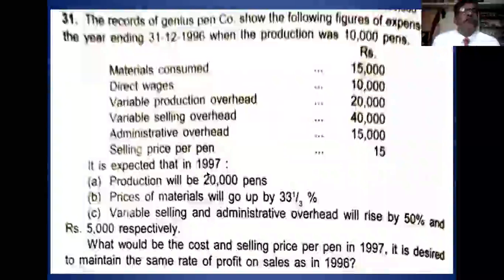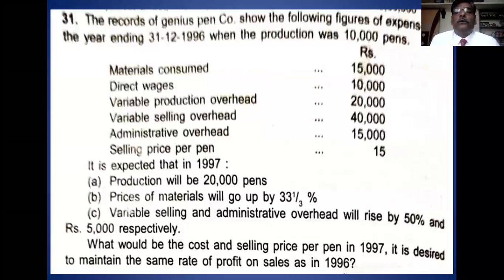Okay, now you see example number 31. The records of Guinness Pen Company show the following figures of expenses for the year ending 31st 1996. They have given the information regarding production of 10,000 pens. In the year 1996, they produced 10,000 pens, and the cost details are given.